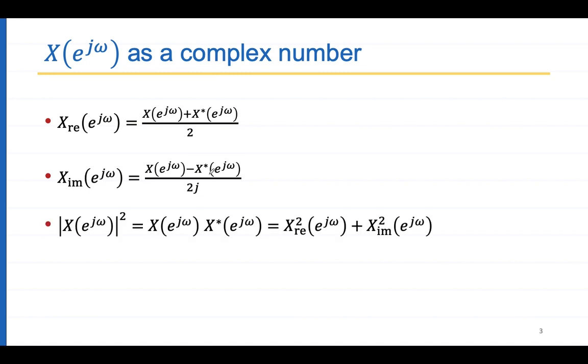Now the other representation is the polar representation. The magnitude of X(e^{jω}) is given by these relations, basically the square root of the number times its conjugate, or the square root of the real part squared plus the imaginary part squared, right? These are the representations for the magnitude of X(e^{jω}). And now how do you find the phase of X(e^{jω})? For that, you take the imaginary part upon the real part, and then the tan inverse of this. That is the phase of the complex number.